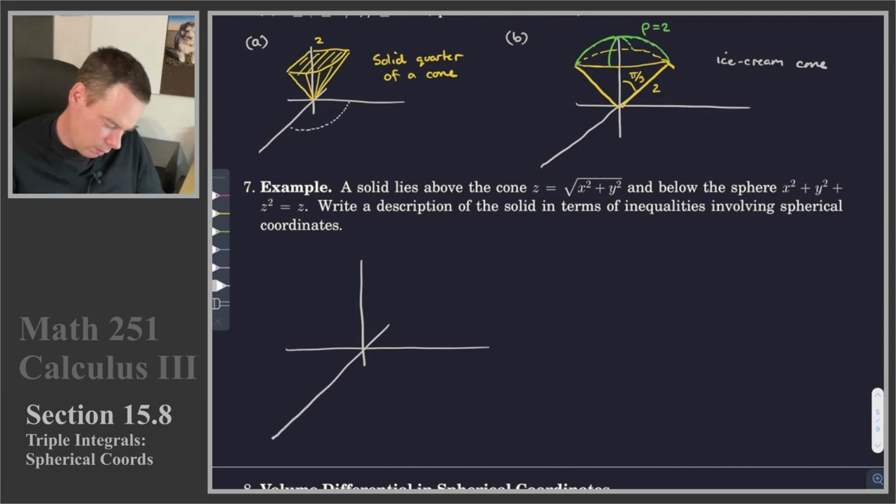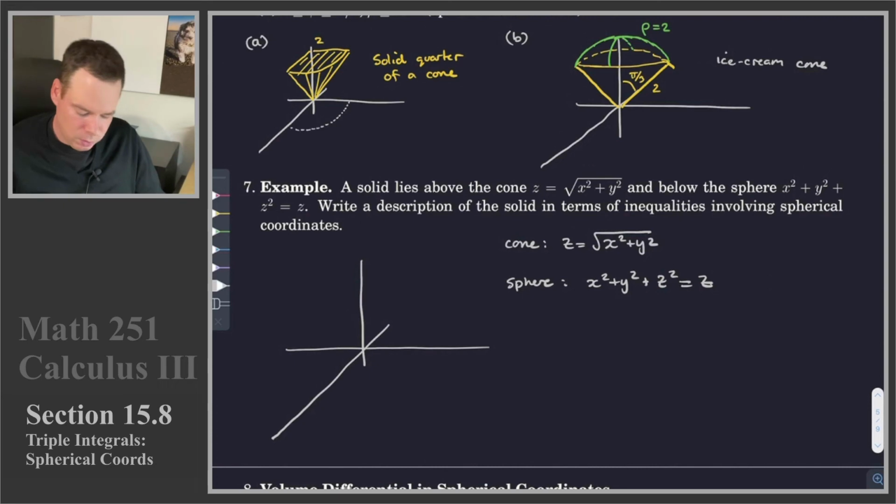And below this sphere. So let's make a note of these things. We've got our cone, z is equal to the square root of x squared plus y squared. We've got our sphere, x squared plus y squared plus z squared is equal to z. That's not a sphere I can readily draw because it needs to have its z variable completing the square there. So I'm going to write this as x squared plus y squared plus z squared minus z is equal to 0.